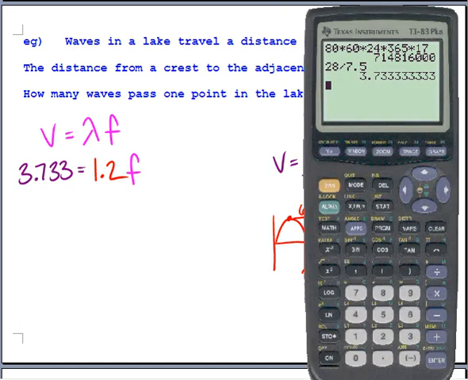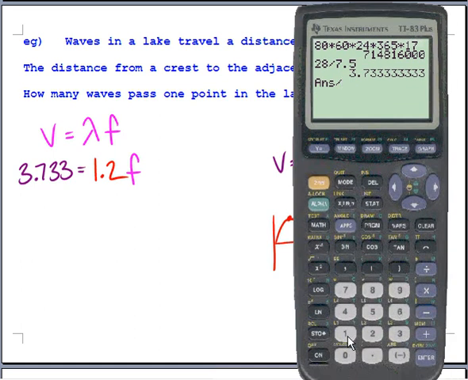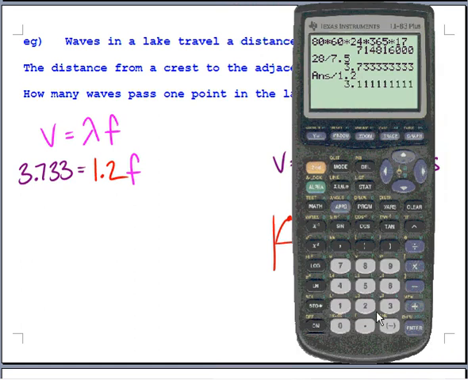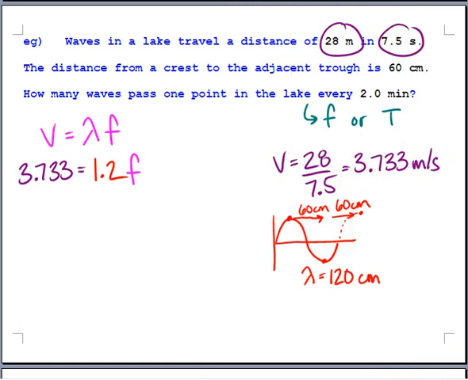Let's try that on the calculator. It'll be that 3.7333 divided by 1.2. 3.111. And that's going to be hertz, is your frequency. Now that's not really the final answer. The final answer was how many waves pass one point every 2 minutes. Let's not even do the 2 minutes, right? We don't like that. 2 minutes is 120 seconds.